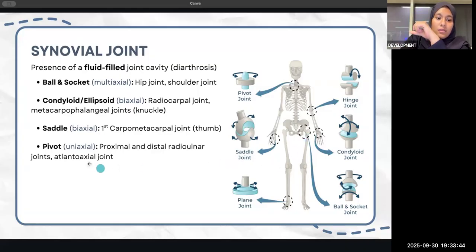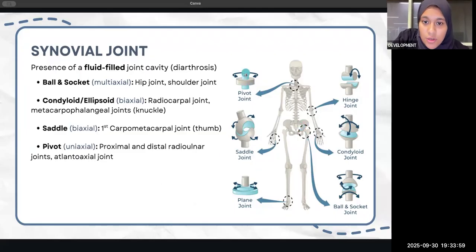And you also have your atlantoaxial joint, which is somewhere up here in your neck. It allows this movement, like saying no, when you shake your head no. This is the only movement that it can allow. And where is the pivot joint? As you can see, there's an axis in the middle and you have something that wraps around it, either a bone or ligaments. It's just like a ring that wraps around it.